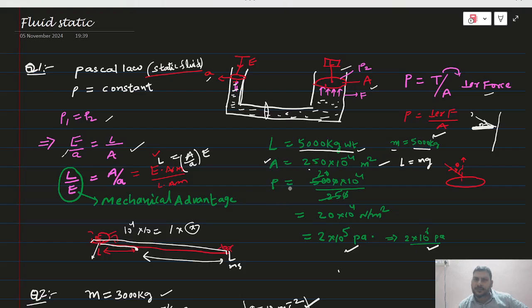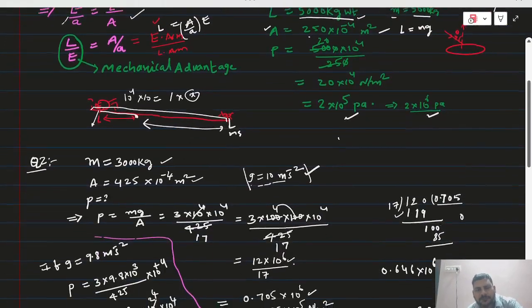Now it is asking only for pressure. Pressure is equal to mg by area. If the load is given in kg weight, it is directly mg. Substitute and you will get the answer, whether weight or mass is given. Now coming to another model.